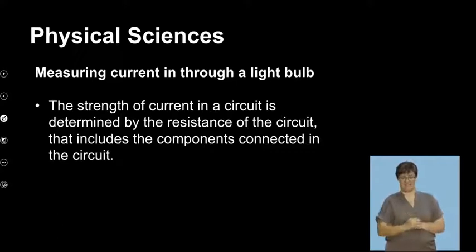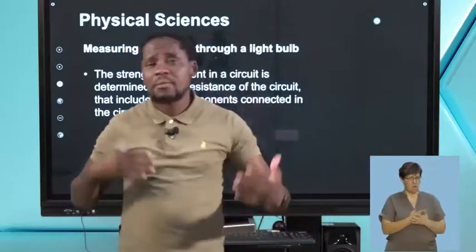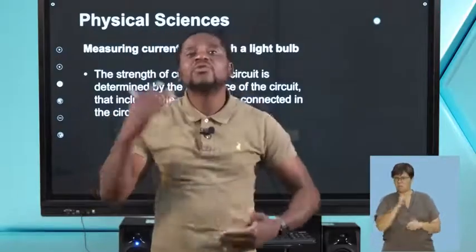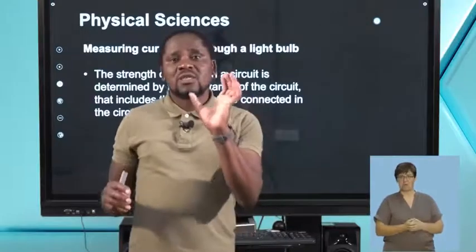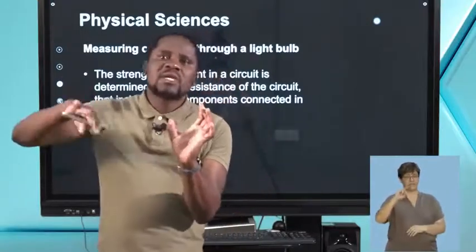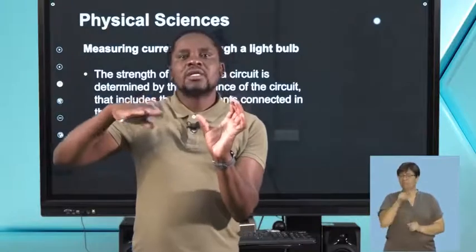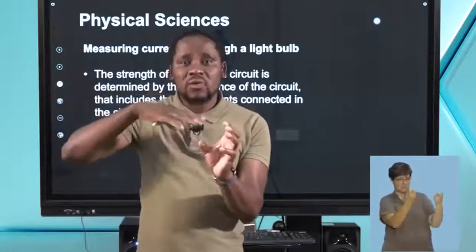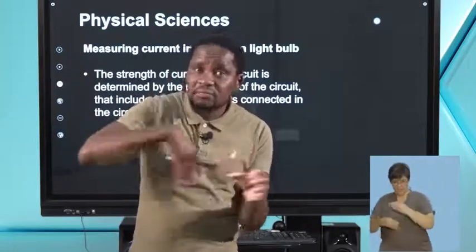Now, the strength of current in a circuit is determined by the resistance of the circuit. Okay, the term resistance is starting to come up, we're starting to use it more often than others. So the word resistance, we would understand it in the concept that it has to do with the other devices that are connected in the circuit outside the battery for now.